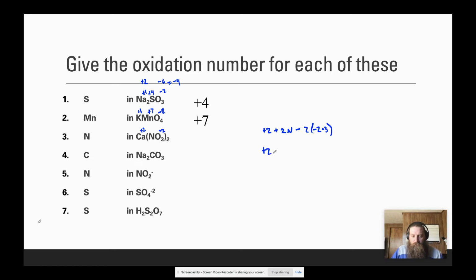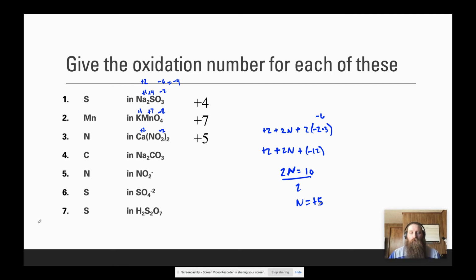So we say +2 plus 2n, and we have -2 times 3 is -6. 2 times -6, oh, sorry, that should be plus. 2 times -6 is -12. All right, now we just solve. +2 -12 is going to be -10, so 2n equals 10. Divided by 2, n must be +5.